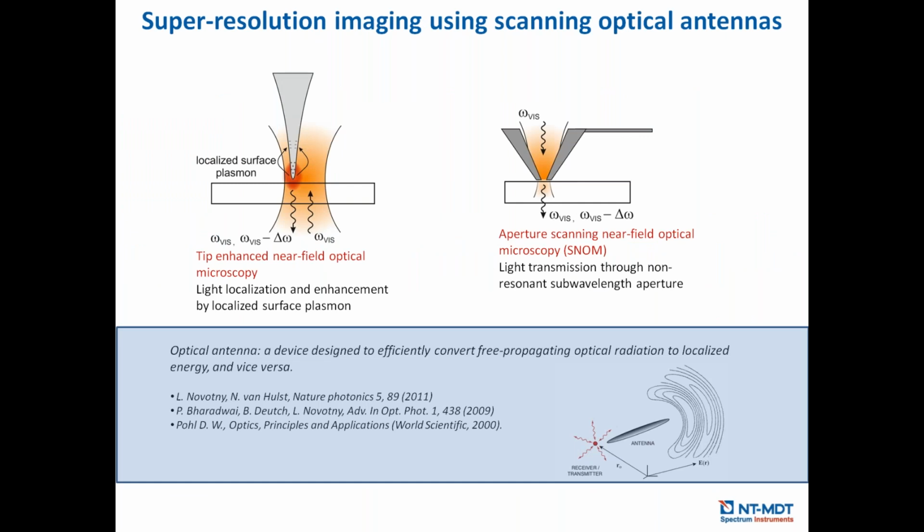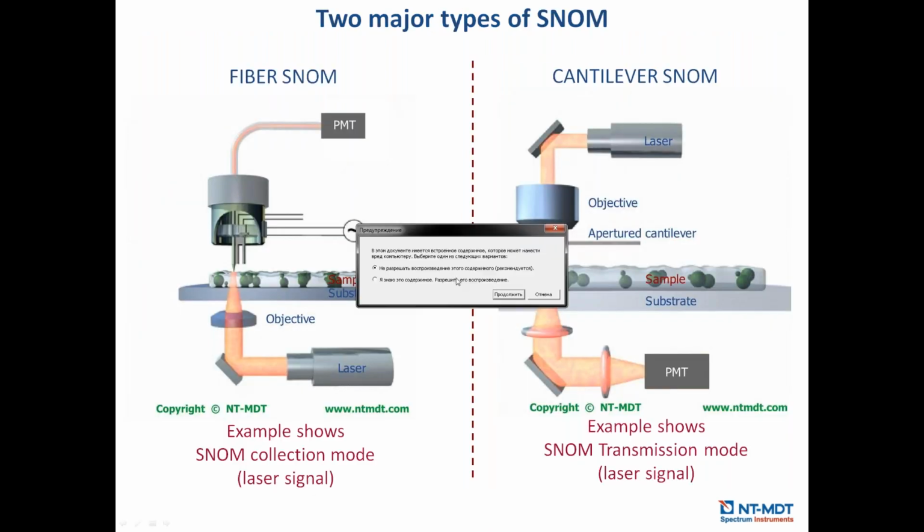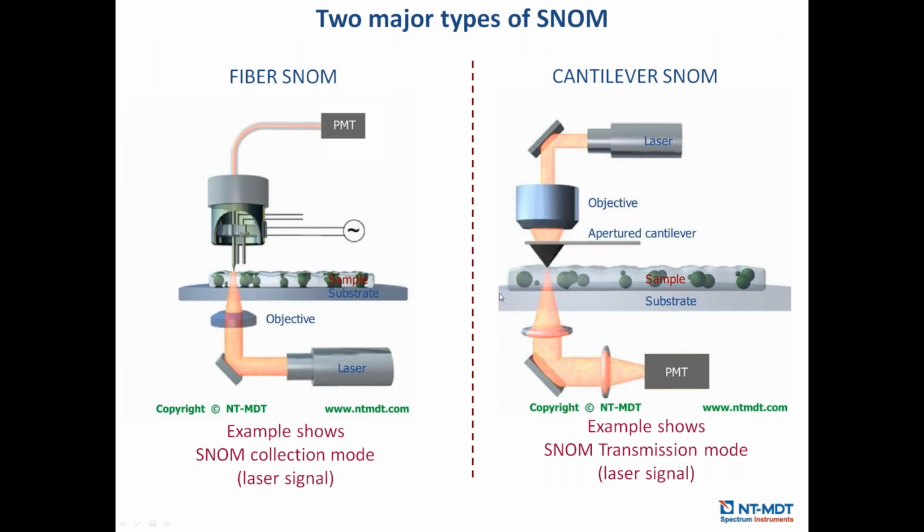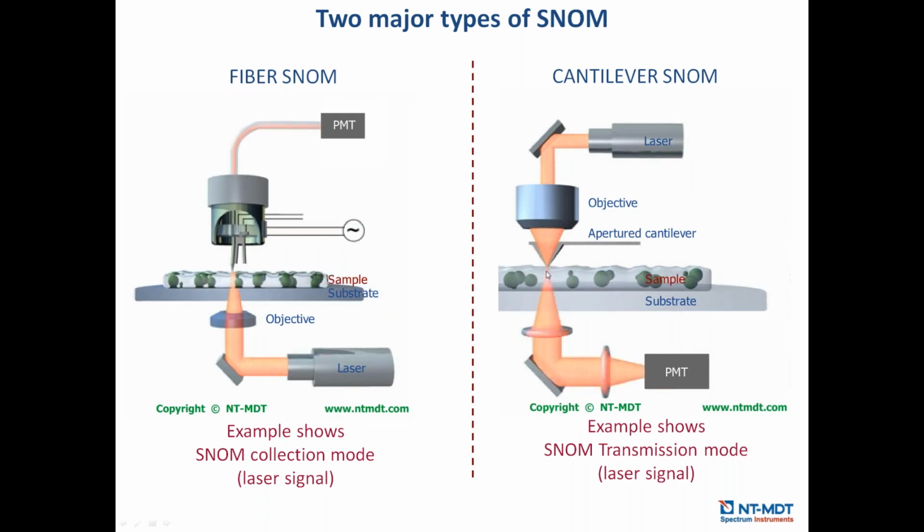And another way to get resolution better than the diffraction limit, to overcome the diffraction limit, is aperture-based techniques. For example, this is an aperture-based scanning near-field optical microscopy scheme. And in this case, we are limiting the area which interacts with the light. Of course, this technique has a significant disadvantage that comes from the low transmission of such a small, 100 nanometer scale aperture.